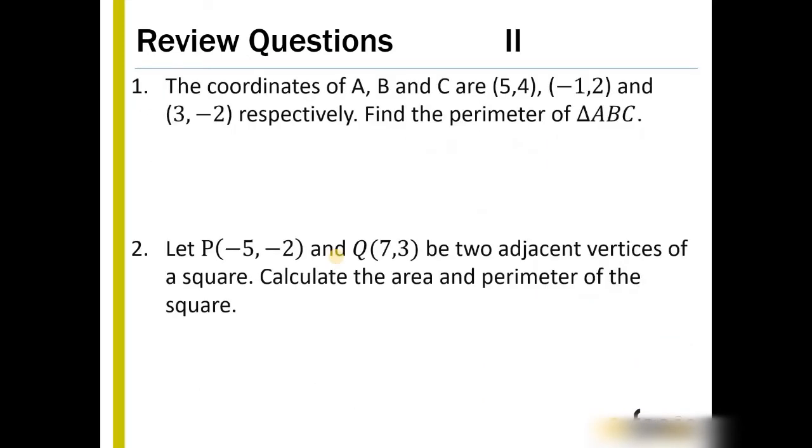Review questions 2. The coordinates of A, B and C are (5, 4), (−1, 2) and (3, −2) respectively. Find the perimeter of triangle ABC. 3. Let P (−5, −2) and Q (7, 3) be two adjacent vertices of a square. Calculate the area and perimeter of the square. Pause the video whilst you work out the answers.